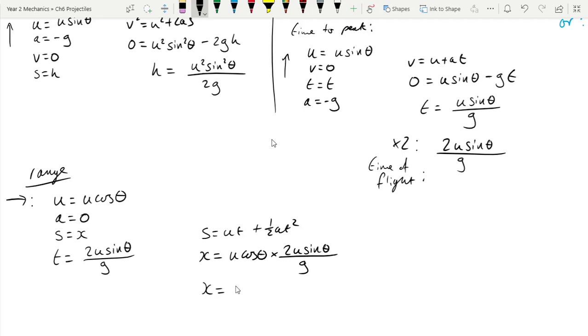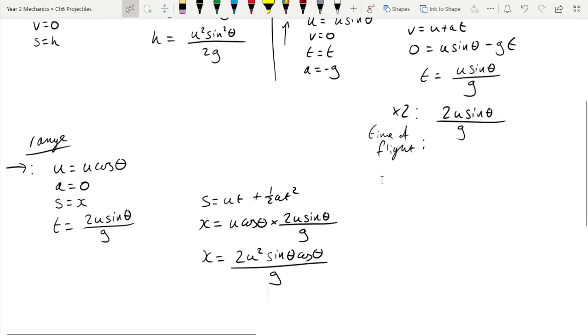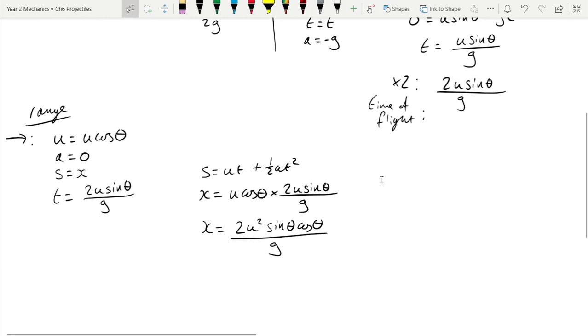Or we could write that as 2u squared sine theta cos theta over g. And we could use that as a formula for the range if we did want to. Again, I wouldn't recommend remembering it and using it as a formula, but we could. It's also quite a nice equation because we've got 2 sine theta cos theta in there, which I'd hope you recognise as a double angle formula for sine 2 theta. So I could rewrite this as u squared sine 2 theta over g, which is quite nice.